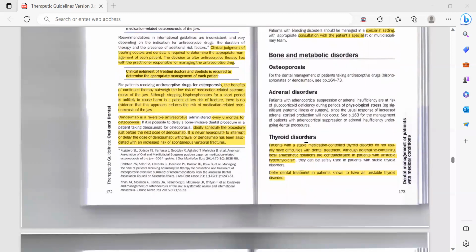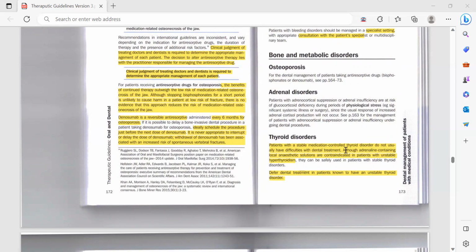Then thyroid disorder. If your patient has a stable, medication-controlled thyroid disorder, either hypothyroidism or hyperthyroidism, that is under control with medication, they do not usually have any difficulties with dental treatment, so we can perform the normal dental treatment in those patients.